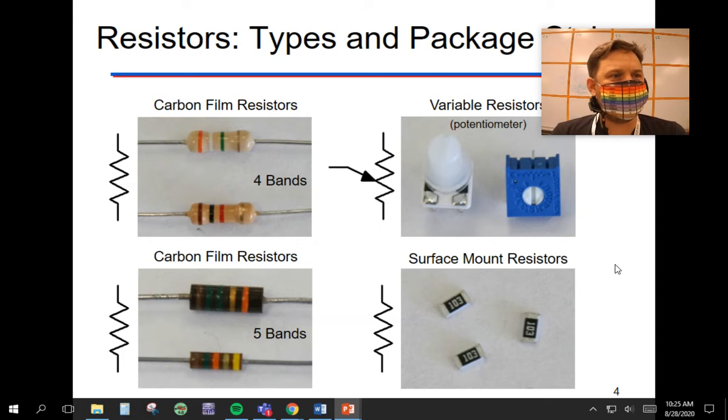We also use potentiometers in class, and you guys use those in PoE for your VEX components as well. We won't see any 5-band resistors for class. You might see some surface mount resistors later on in the year, but for the most part, the ones you guys are going to be using are the ones in the top left. And you can see the schematic symbol for it there.